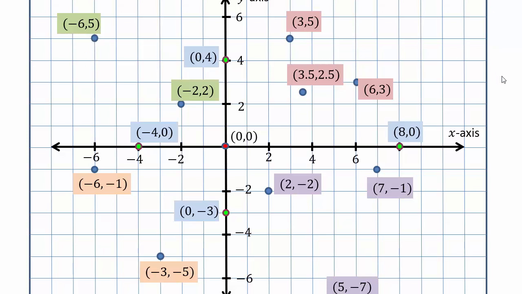All right, the remaining two problems, pause the video and see if you can label. So I'm giving you the coordinate, and you tell me what the coordinates will be. Go ahead, label this coordinate. Good. What about this one?